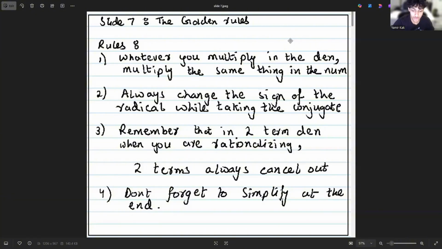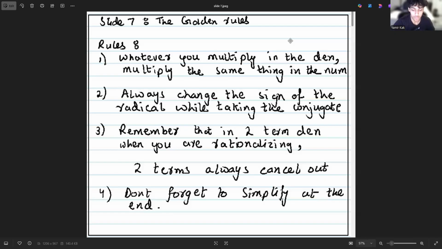And then rule two: when we use conjugates, we always flip the sign. This is the whole purpose of conjugates. Sometimes we have an expression with two terms in the denominator, like a plus root b. To get rid of the radical, we use something called the conjugate, which is the same expression but with the sign between the terms flipped. So the conjugate of a plus root b is a minus root b. Remember, when you're finding the conjugate, you always change the sign.